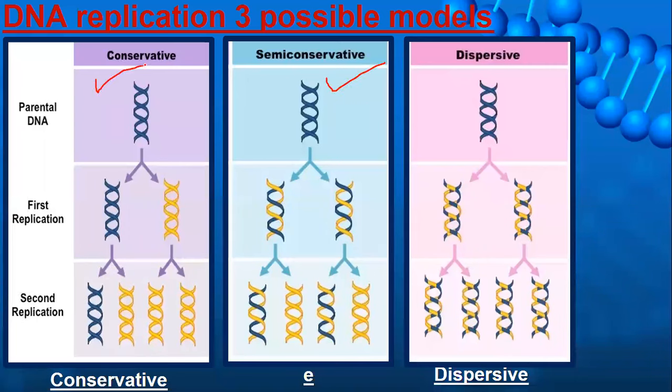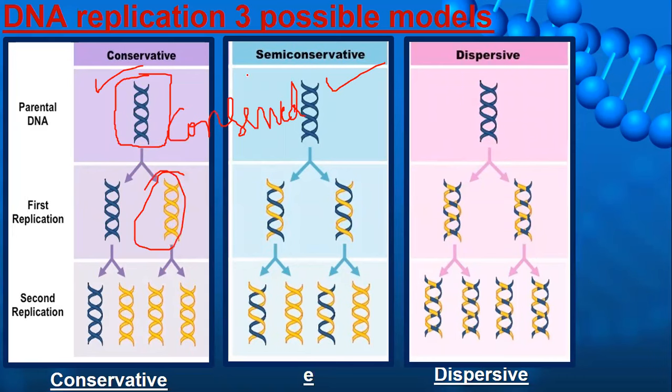See this? This is called conservative. What is the conservative model? Look into the picture. Don't confuse. This is the entire parent DNA. You can see, right? Entire parent DNA is preserved. Listen to my words. Entire parent DNA preserved or conserved. Conserved means preserved. And it is giving rise to daughter DNA. Entire parent DNA conserved or preserved and giving rise to the daughter DNA. That's why it is called the conservative model.